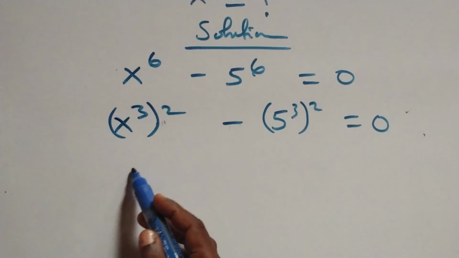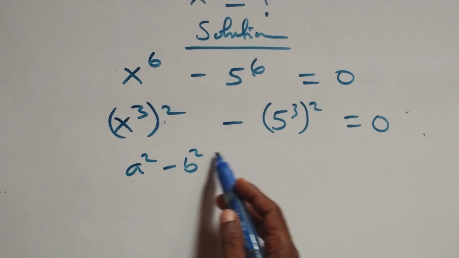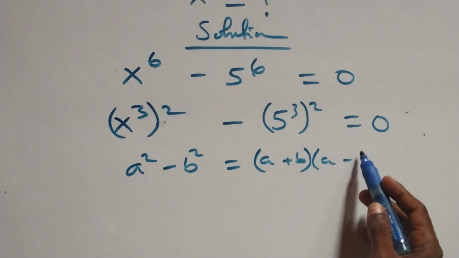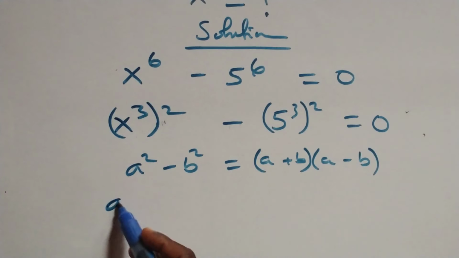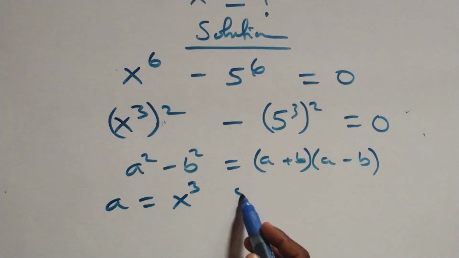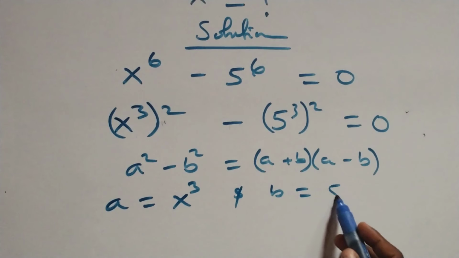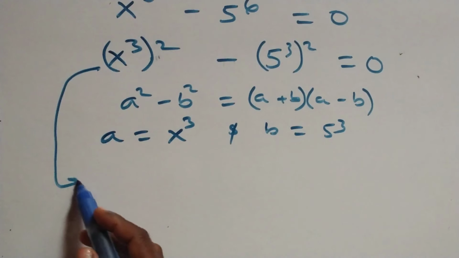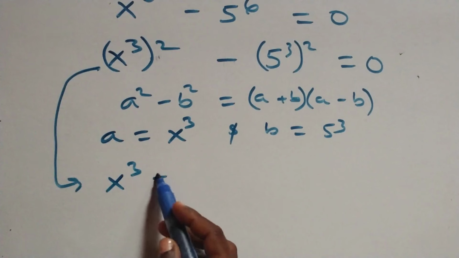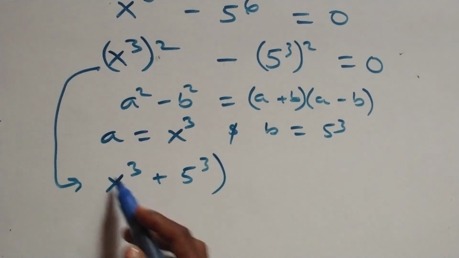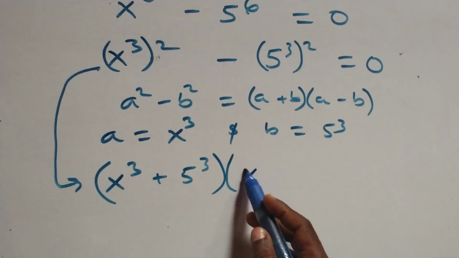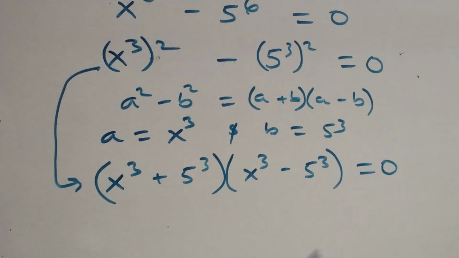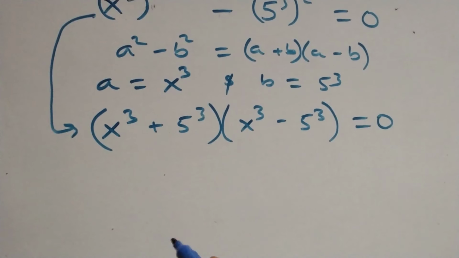The next step follows when we have a square minus b square, which is the same thing as a plus b into brackets, also open bracket a minus b. And here, a standing as x raised to power 3 and b standing as 5 raised to power 3. That is what we have here now, can be written as x raised to power 3 plus 5 raised to power 3 into brackets, also open bracket x raised to power 3 minus 5 raised to power 3 close bracket equals 0 here. Then here we have two possible cases.